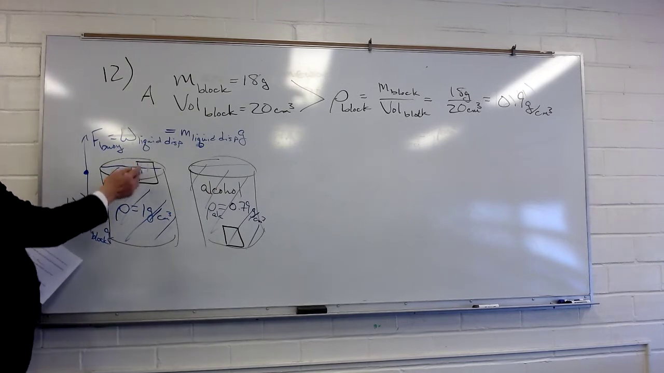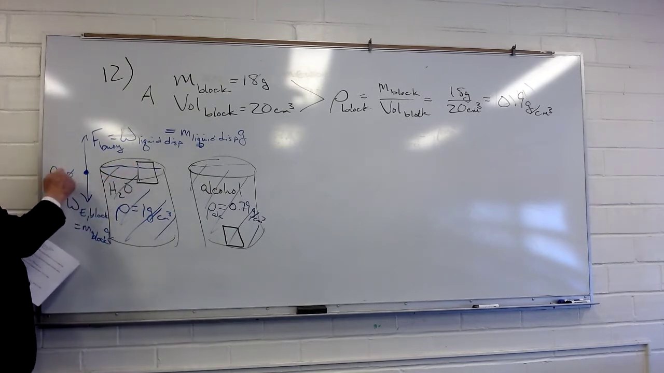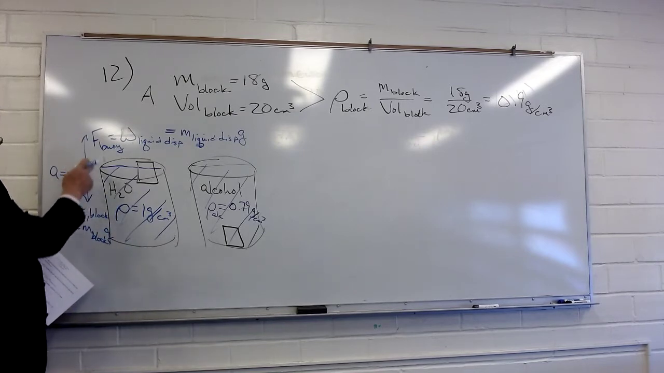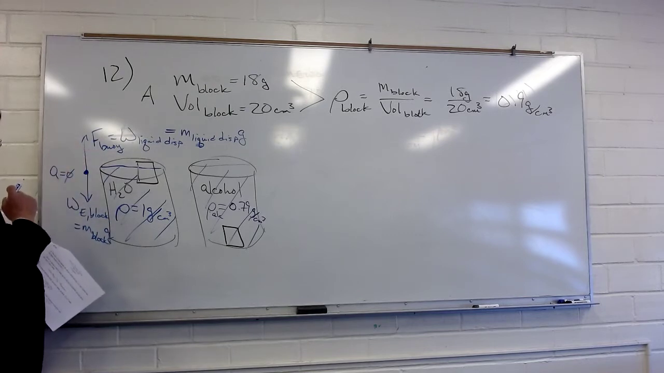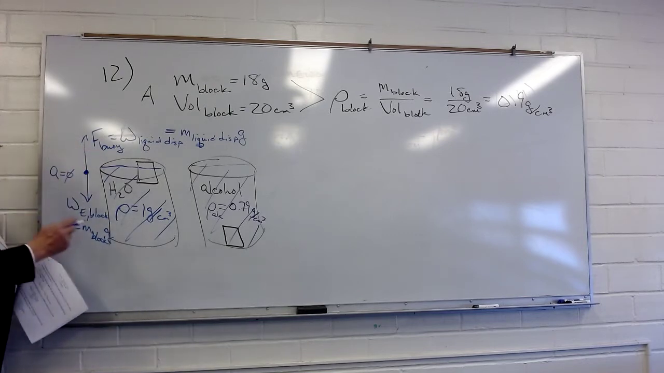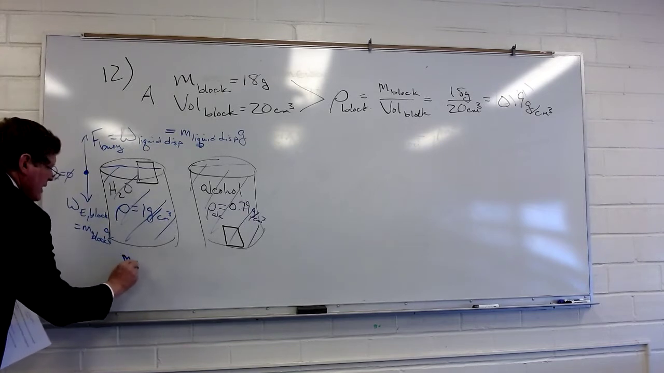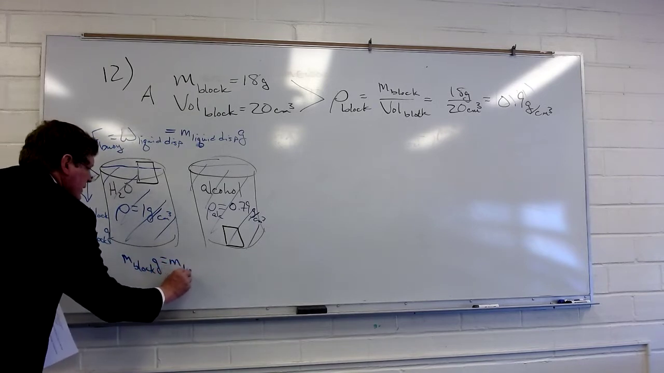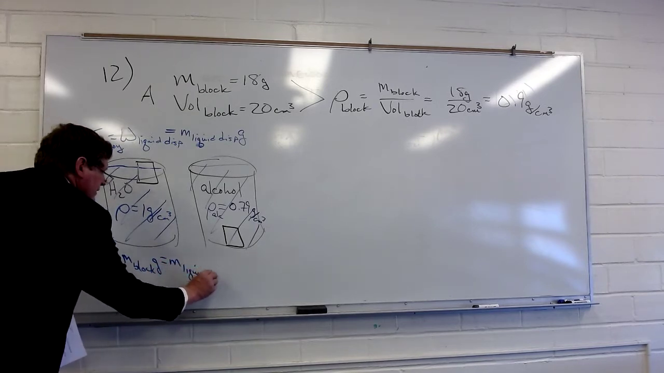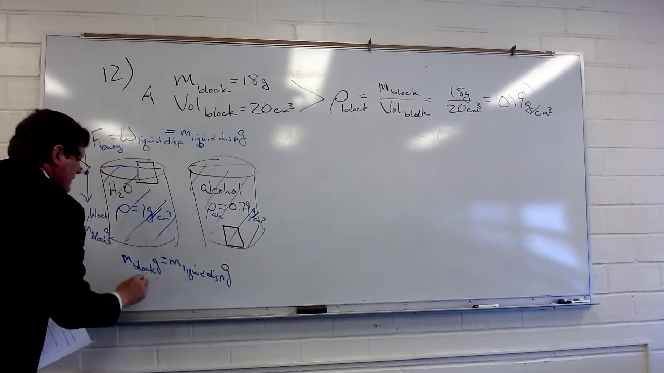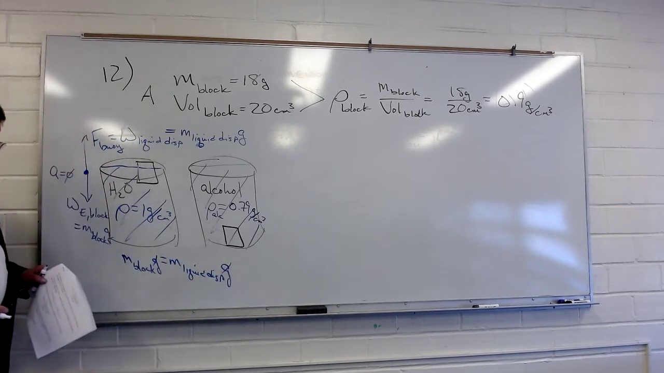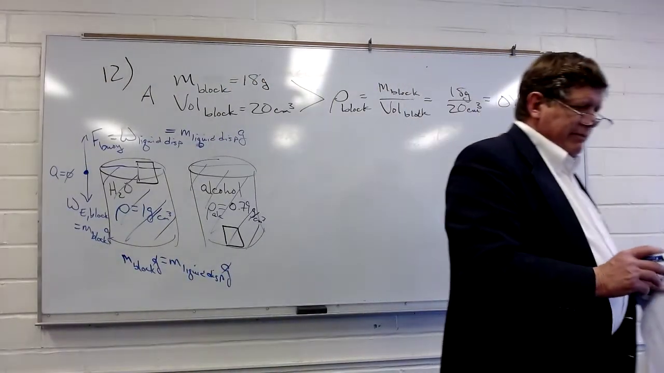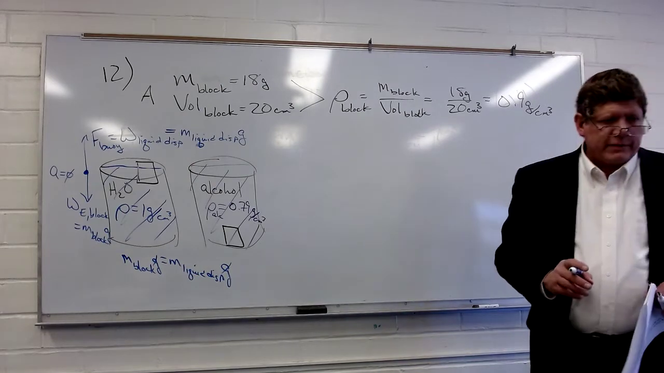Well, if this block is just floating there, it has no acceleration. So by Newton's second law with zero acceleration, these two forces have to be equal to each other. And if they're equal to each other, that means the mass of the block times g is equal to the mass of the liquid displaced times g. And if I cancel out the g's, I see that the amount of liquid that is displaced when something floats is equal to its own mass.